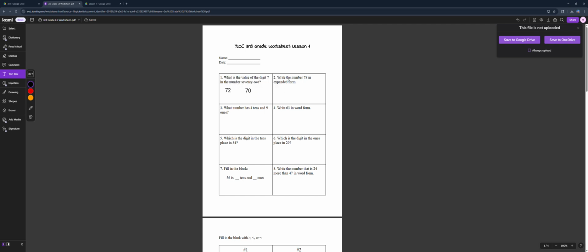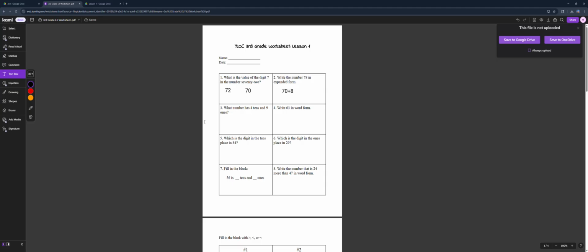And for number 2, write the number 78 in expanded form. So we could just split this up into 70 plus 8, and that would be the expanded form of 78.